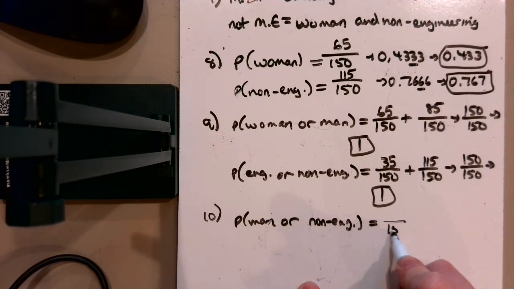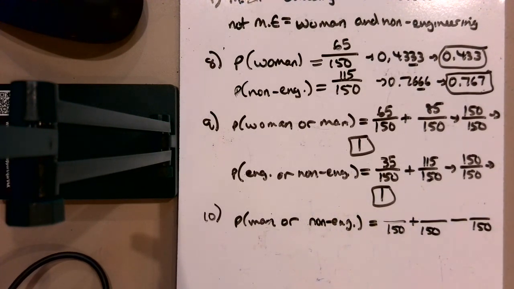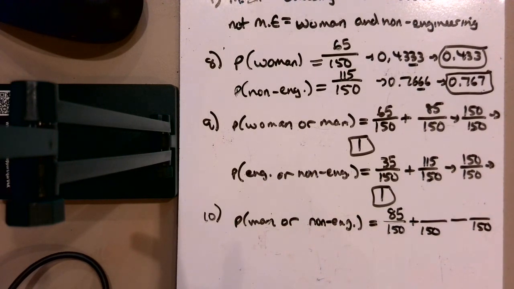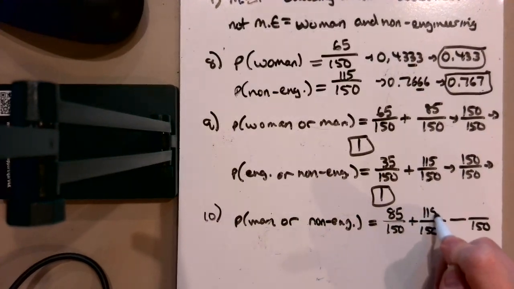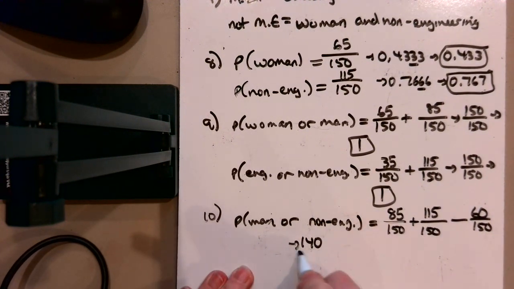So longer addition rule, where we have to add and subtract because we're double counting some of the outcomes. So the probability of choosing a man is second row, 85 over 150. Probability of choosing a non-engineering major, second column, 115 over 150. But we double counted the 60 male non-engineering majors with the males and again with the non-engineering majors. So we have to subtract that. So if we take 85 plus 115 gives you 200, minus 60 is going to give you 140 over 150.